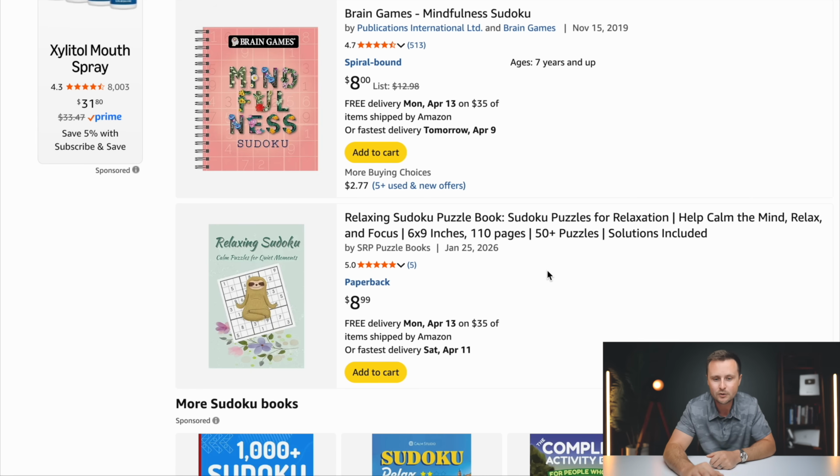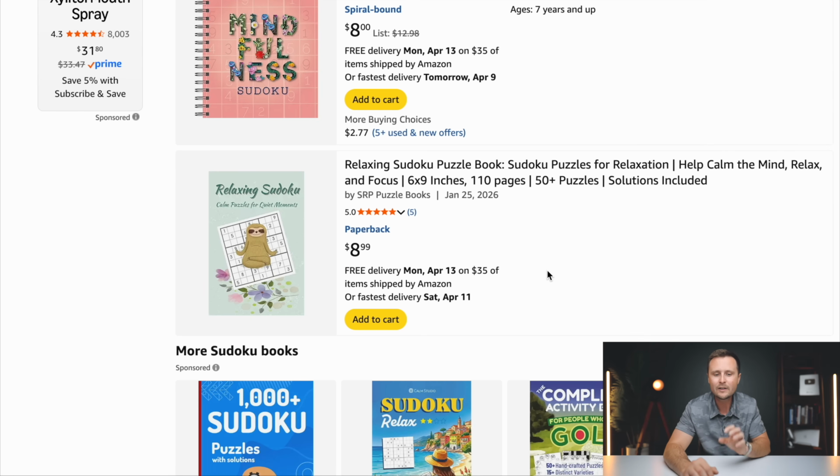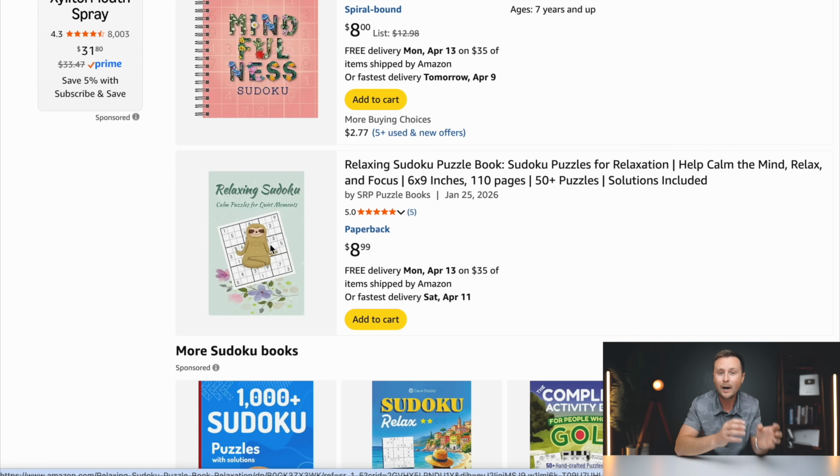Now, the other part of this equation is your book's cover. So coming back to these search results to show you what I'm talking about, think of it like this. Your book's cover is for the buyer, and your book's title with the keywords is for Amazon to make sure that your book shows up for the right searches.